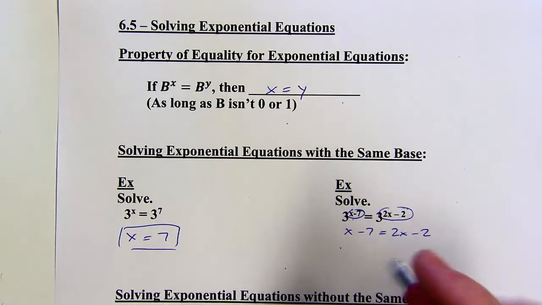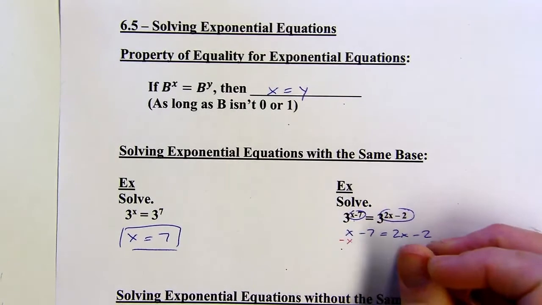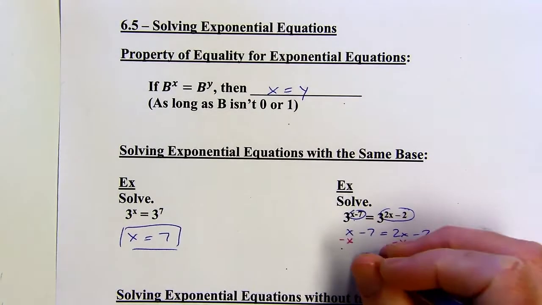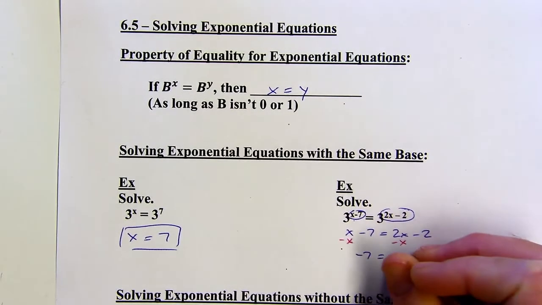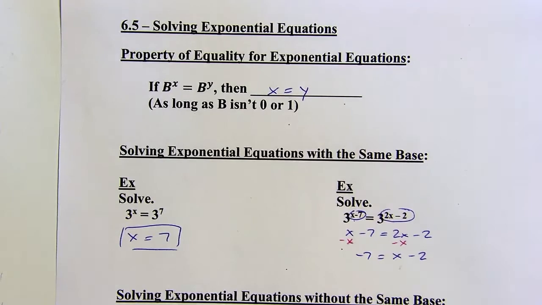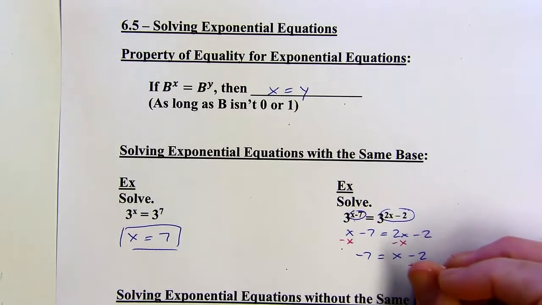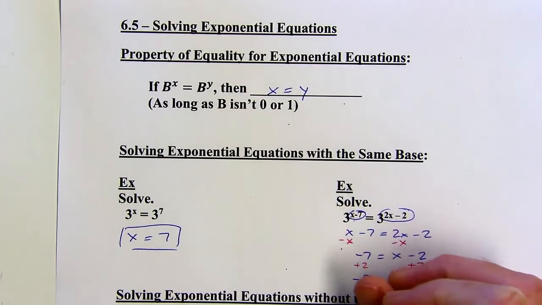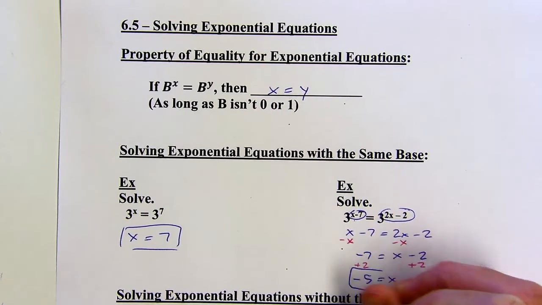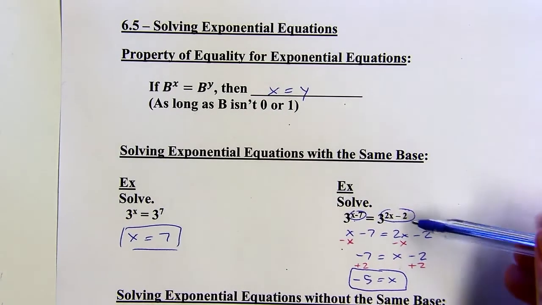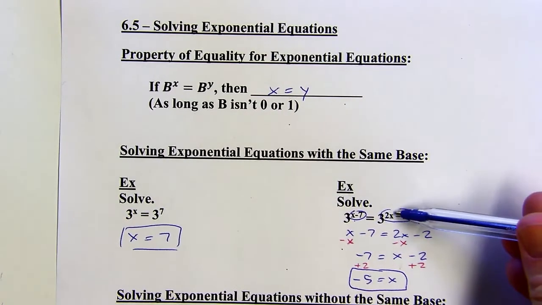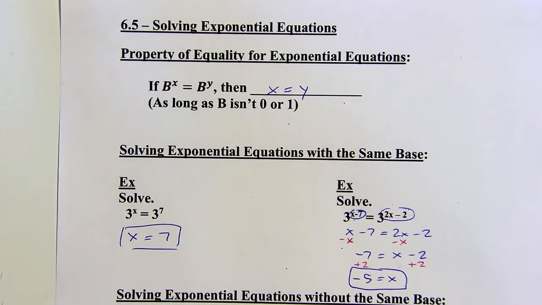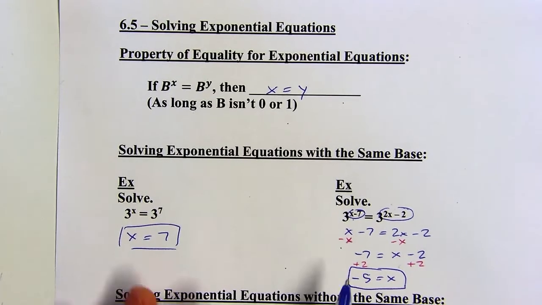So I'm going to subtract x from both sides to combine those x terms. That gives me negative 7 equals x minus 2. And then I'll add 2 to both sides to isolate the x. So negative 5 would equal x. And if you like, you can plug the negative 5 into the original equation to make sure it balances out. Check it. Okay, so that's nice when we have the same base.